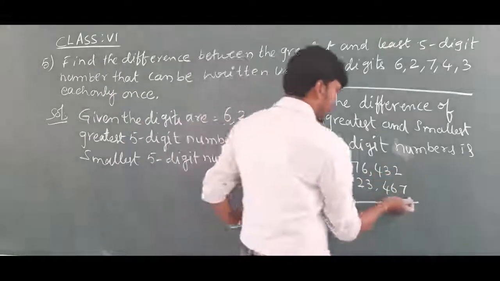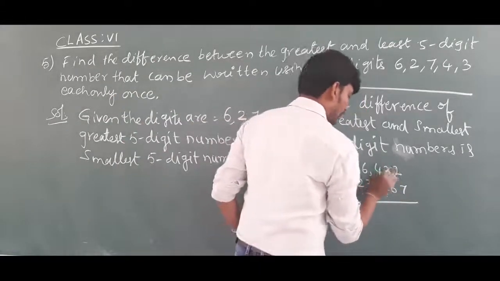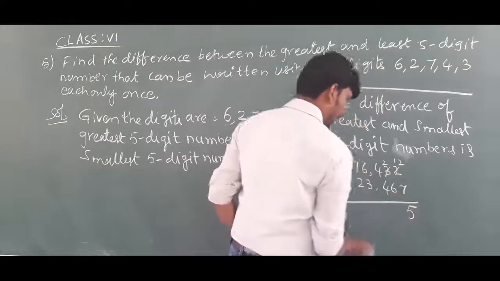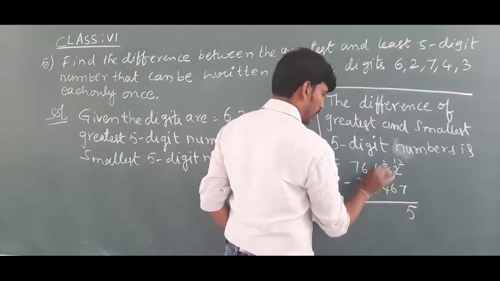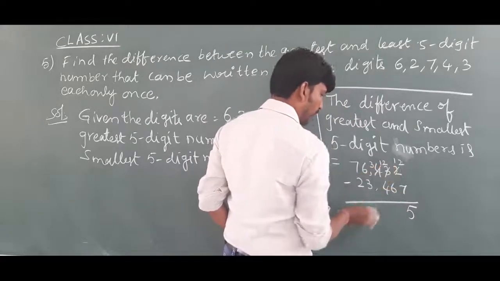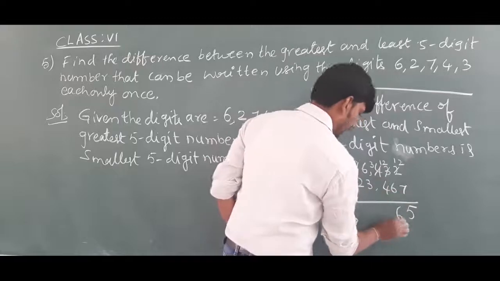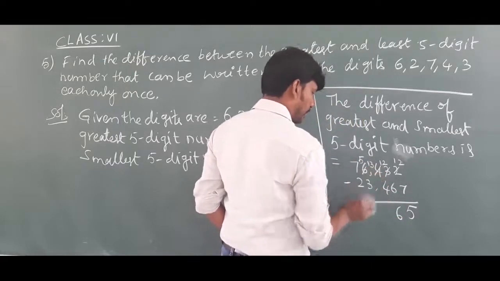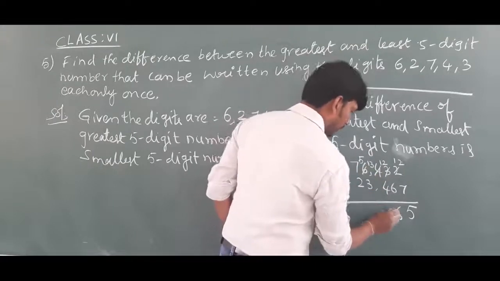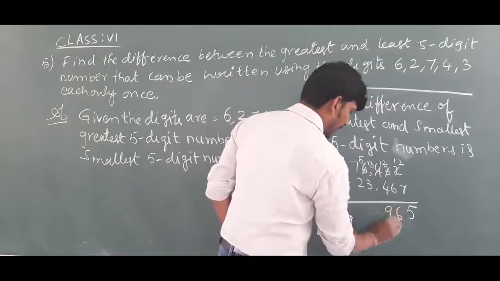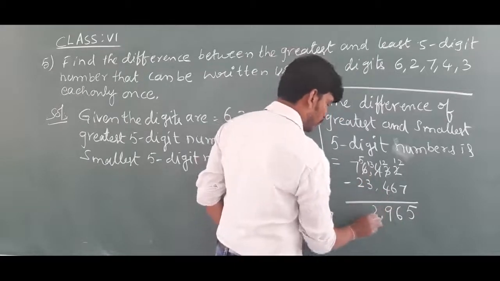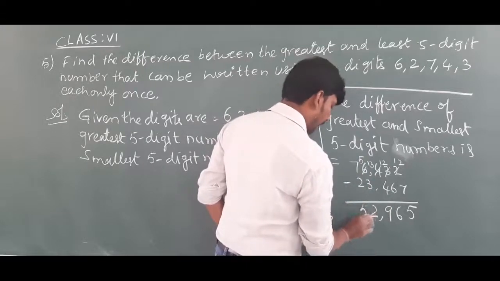2 minus 7 is not possible. Take the borrow. So this is 2, this is 12. 12 minus 7 is 5. 2 minus 6 is possible? Not possible. Again take the borrow. 12 minus 6 is equal to 6. 3 minus 4 is possible? Not possible. Again take the borrow. This is 13. 13 minus 4 is 9. 5 minus 3 is 2. 7 minus 2 is 5.